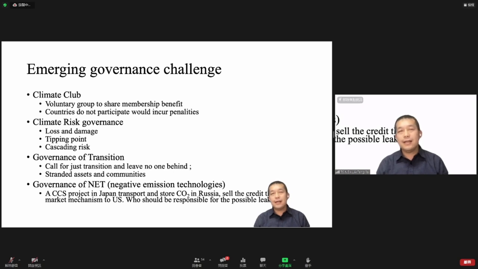And last but not least is the governance of negative emission technologies. For example, if we have one CCS project in Japan, but they transport and store carbon dioxide in Russia and sell credit to the United States. So if there is a leakage from the project, who should be responsible for the possible leakage? And that creates a lot of governance issues and needs answers.